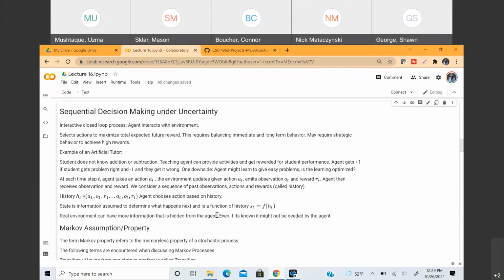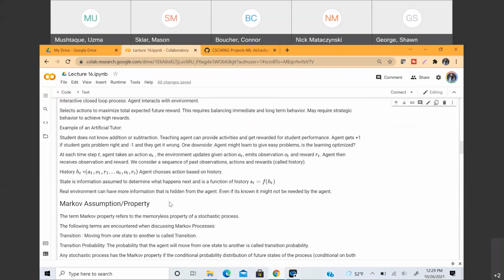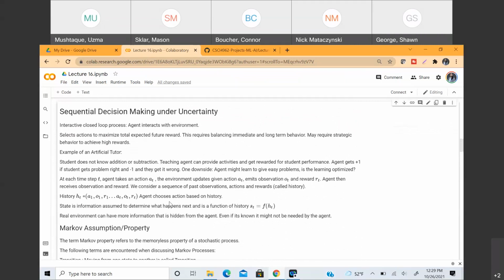This is not an optimal solution, where you keep giving the student easy problems and obviously they're able to do them, and that doesn't really show whether they learned or not, right? So what we do is we build a kind of sequential decision making model, right?